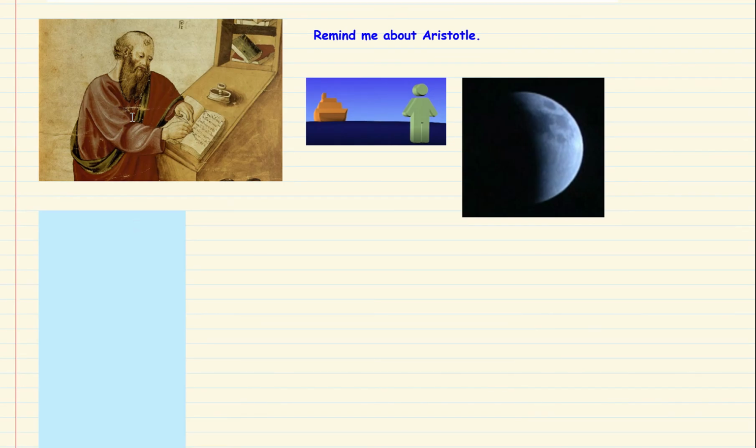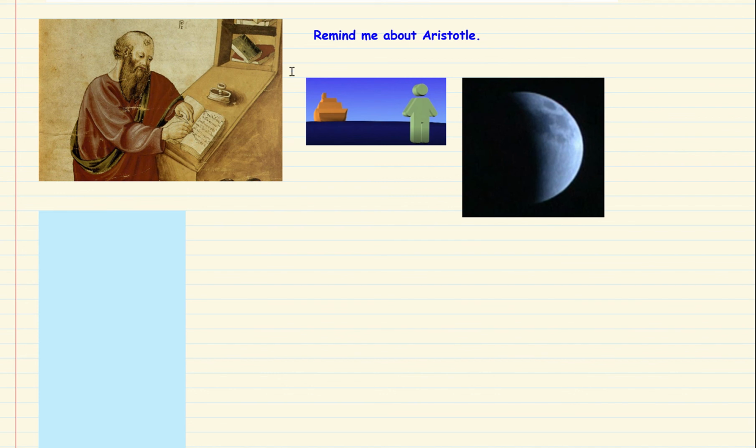Okay, here's our main man that we are talking about, good old Aristotle. So we've looked at these two theories already, but pause the video. What can you tell me about Aristotle and what do these two pictures represent? Which theories? Go.